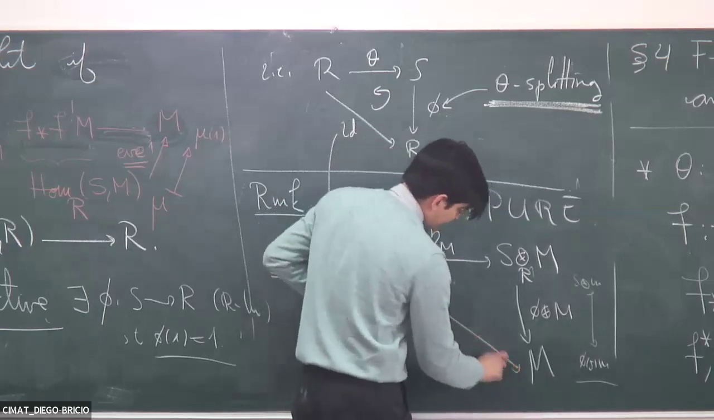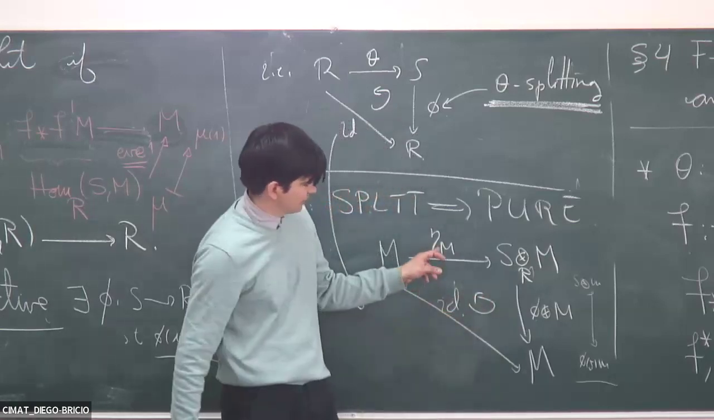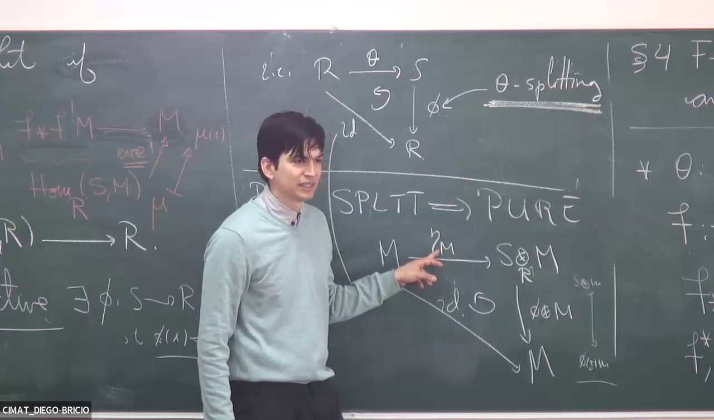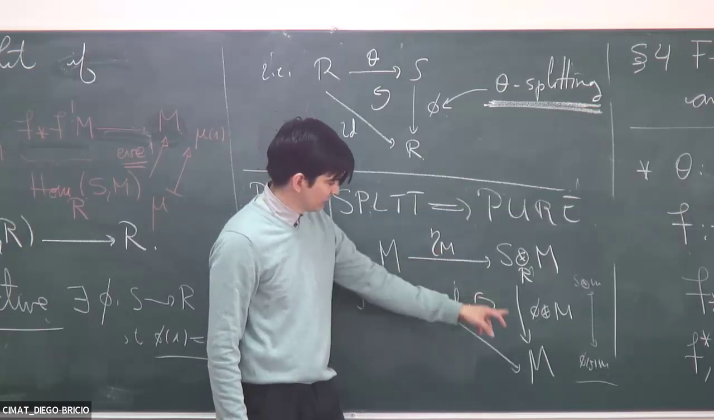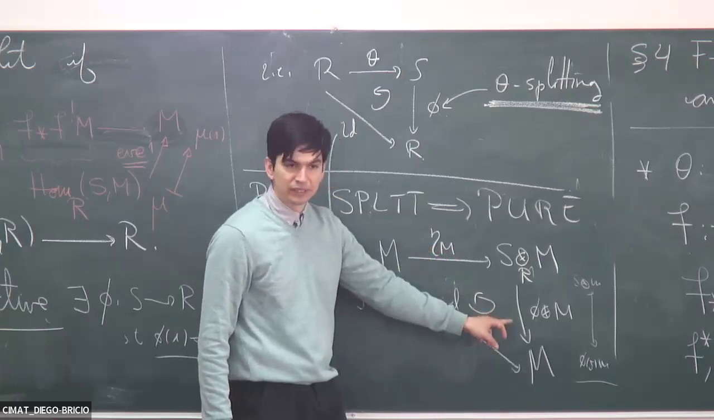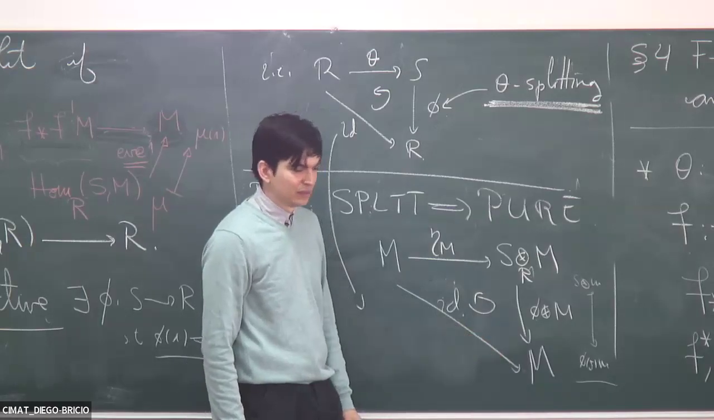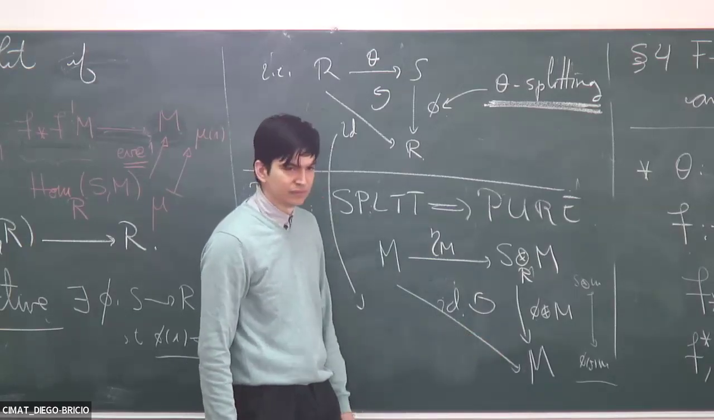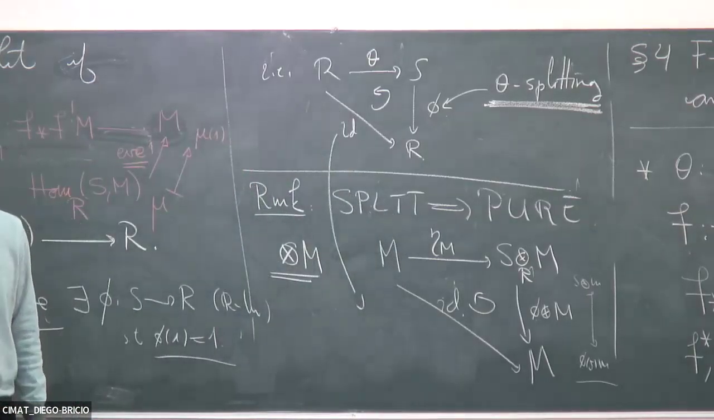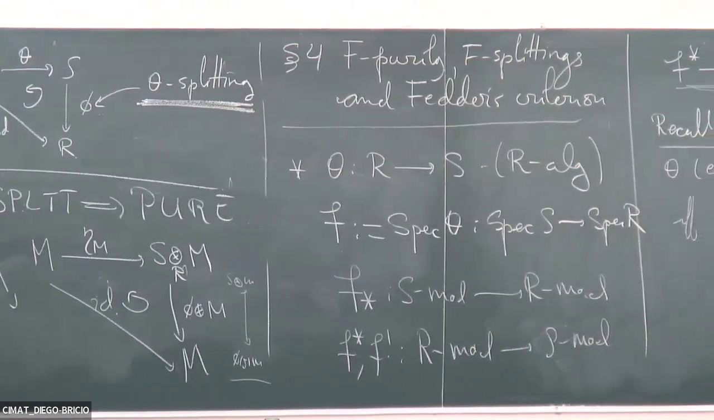And here you have the identity. And so you have that eta n is not just injective, it's split, right? Because if you have such a condition, it implies this is injective, right? Any map that splits is injective, right? Splitness is just cheap purity.